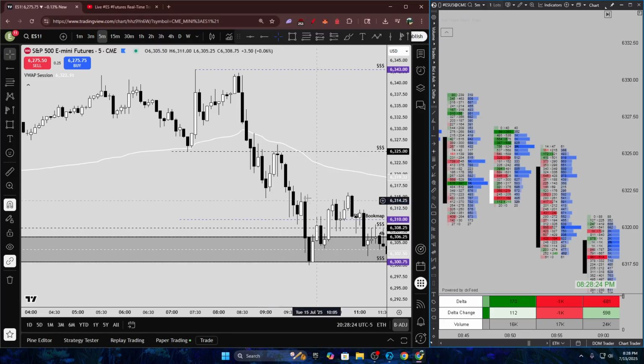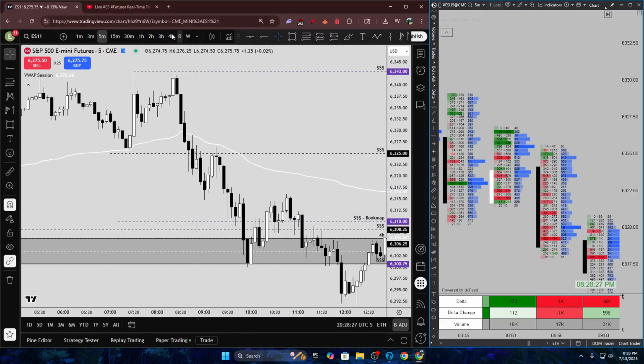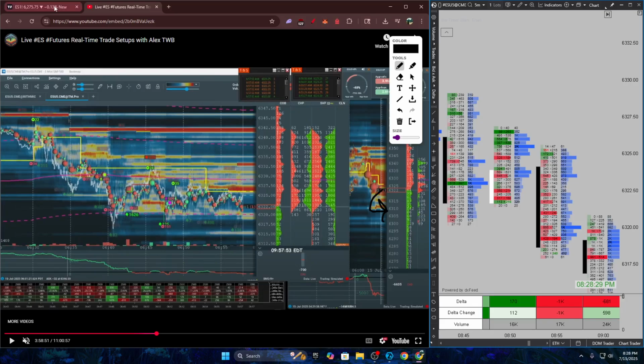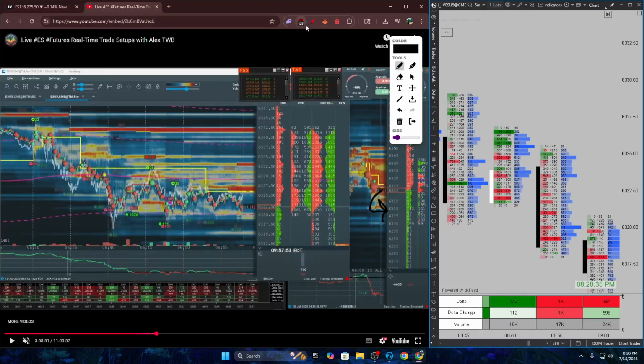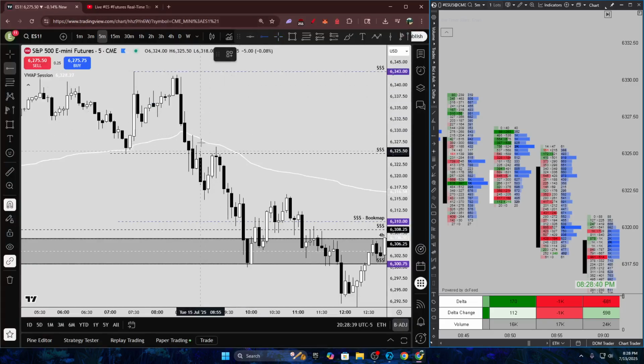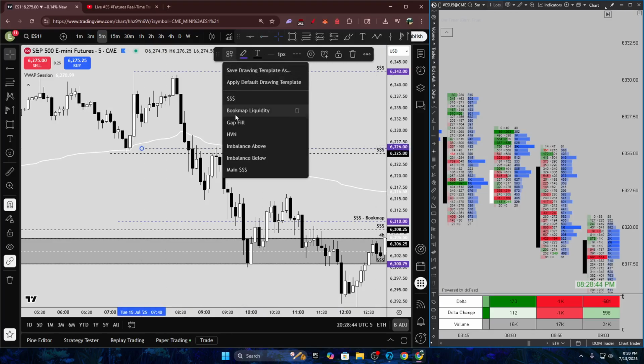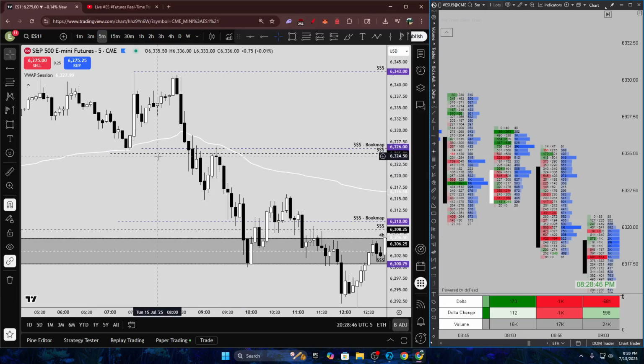That's Bookmap liquidity down there. And what time is it at that point? 9:57 to 8:57. So within this candle right here, we see that passive selling occur. And that's around 6326-ish. So right around here. And yeah, I really think that we might be able to see a good setup.